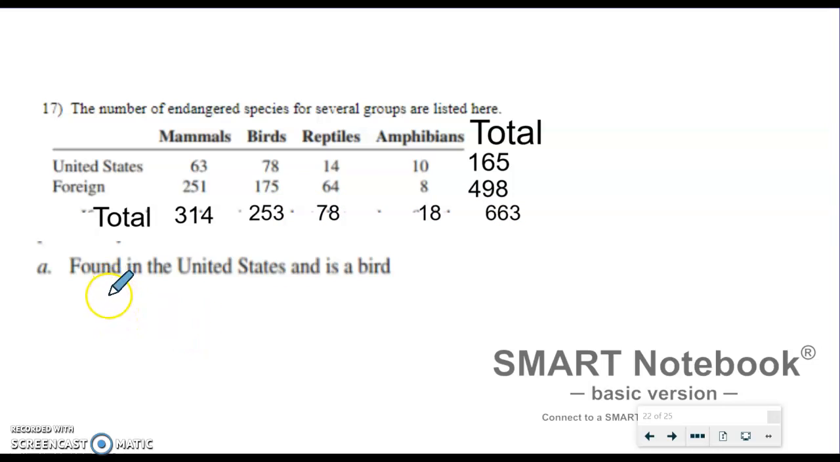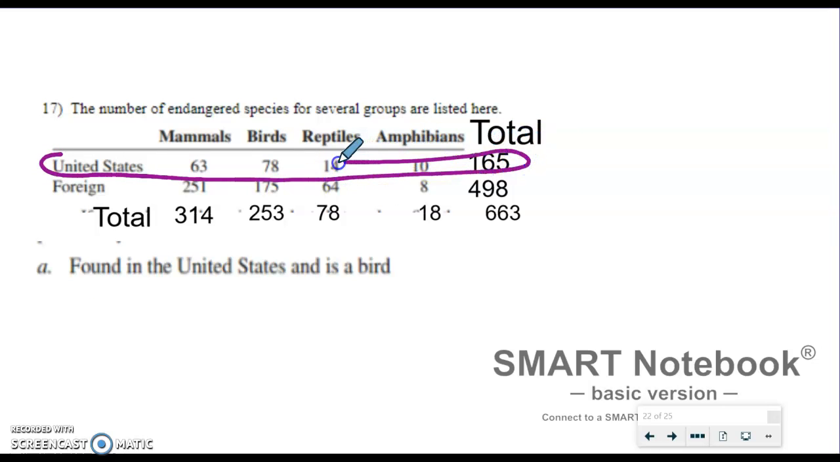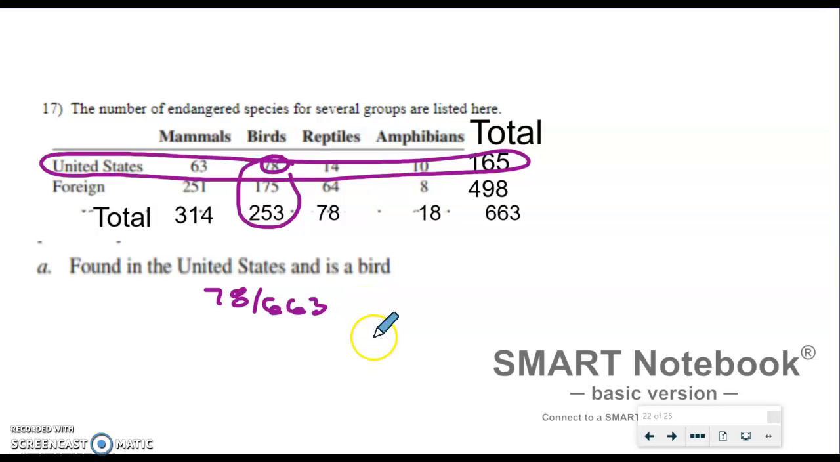All right, so we're asked to find the probability that they are found in the United States and it is a bird. So we're looking at United States, and they are a bird. So what is the probability that both those outcomes happen? So how many birds are also from the United States? And it looks like that's 78. So 78 out of 663 is the probability. 78 divided by 663 is basically 11.7%. Okay?